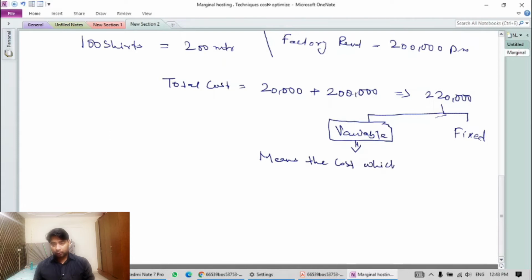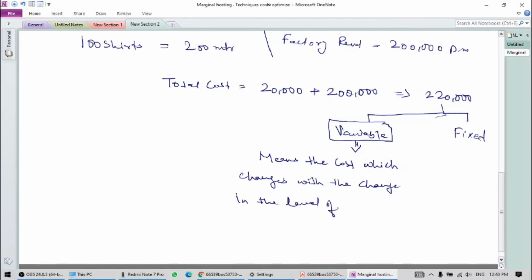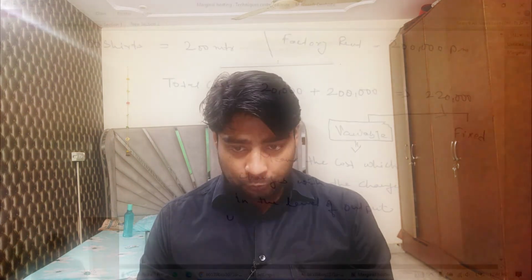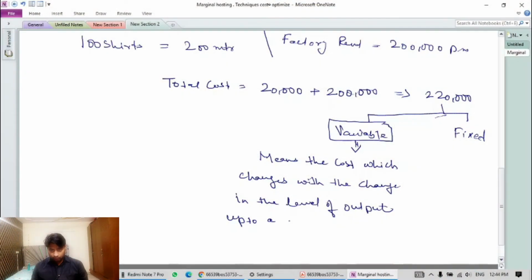which changes with the change in the level of output. So what is the variable cost? That means the cost which changes with the change in the level of output up to a certain level. Up to a certain level.